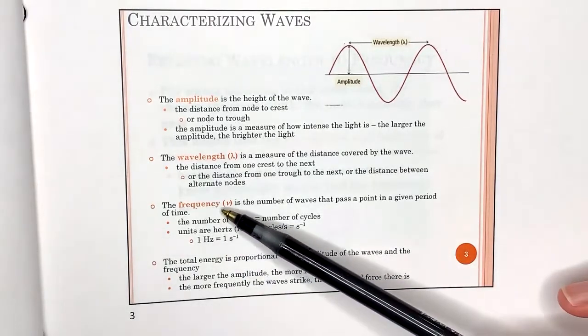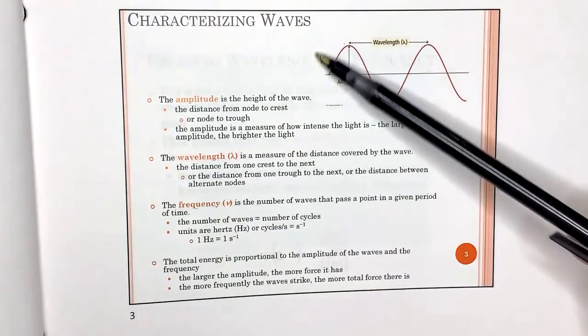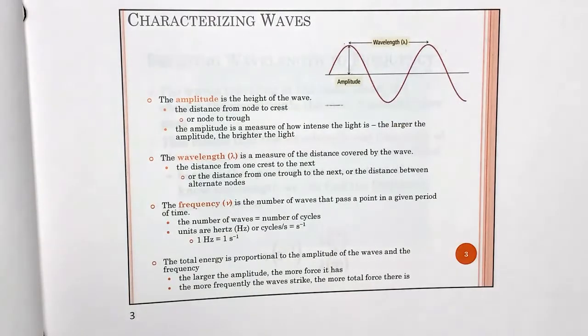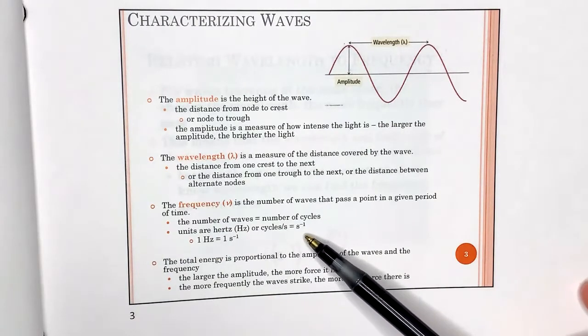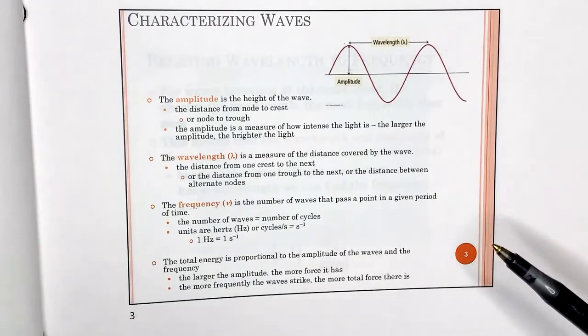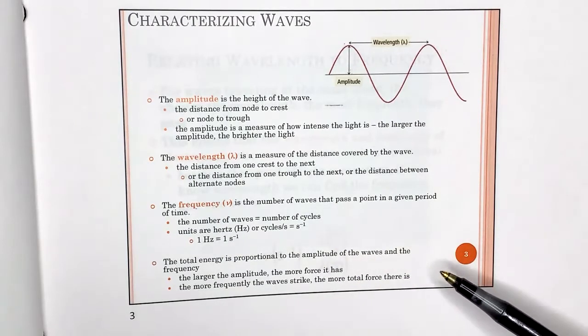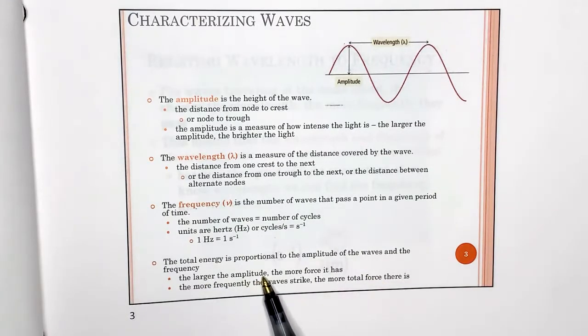And then we want to talk about frequency. So frequency is how many waves can pass through in 1 second, usually, okay? So the unit is going to be hertz or per second. It's the same thing. 1 hertz is 1 per second. Now, the energy for the amplitude and the frequency: the bigger the amplitude, the more force it has, and the more frequently the waves strike, the more total force there is. So the total energy is going to be proportional to how big the amplitude is and how many times it passes through in 1 second.